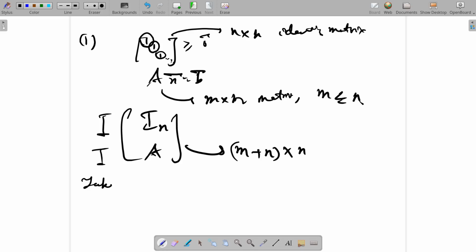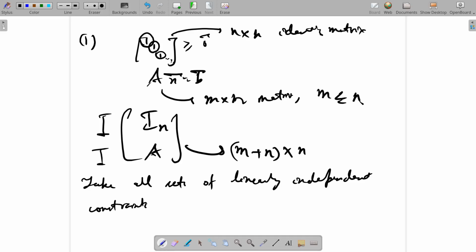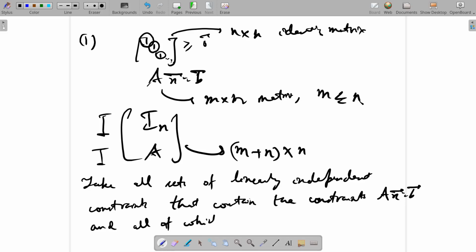Now what we will do is take all sets of linearly independent constraints that contain the constraints Ax equals b and all of which are tight at P. Okay. So anyway, these constraints are tight at P simply because they satisfy equality.